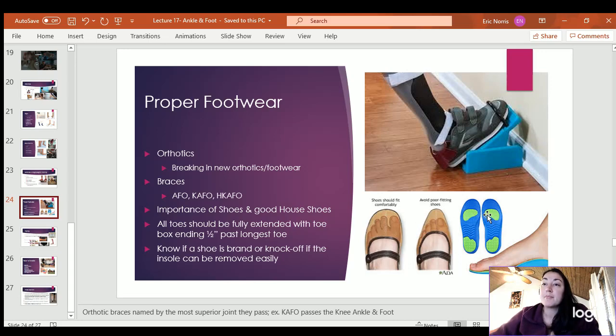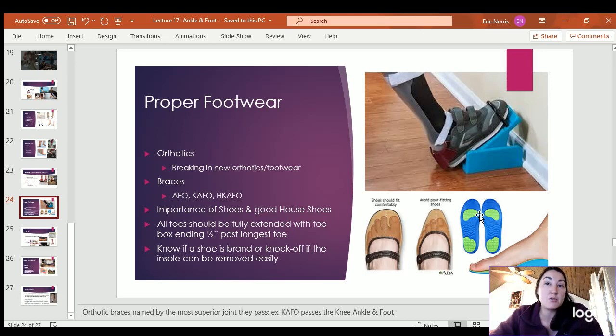One way that we can know if a shoe is knockoff or not: I do recommend people wearing brand name shoes. Now I don't have a specific brand I am out there endorsing or anything, but if you buy a new pair of shoes and the insert, well, it's not an orthotic, it's just an insert, can be removed easily, then that's considered a brand shoe. The knockoff shoes are the ones where it's glued down.